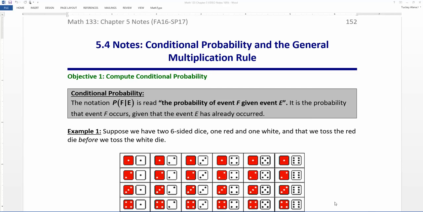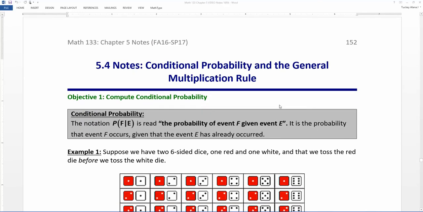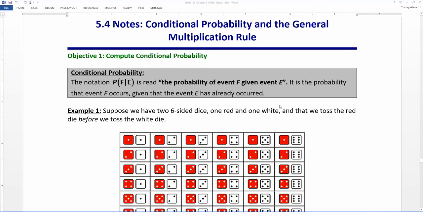Hello there, this is Alana Tuckey, and in this tutorial video I'm going to go over the section 5.4 notes, namely about conditional probability and the general multiplication rule. So we're going to begin with conditional probability.